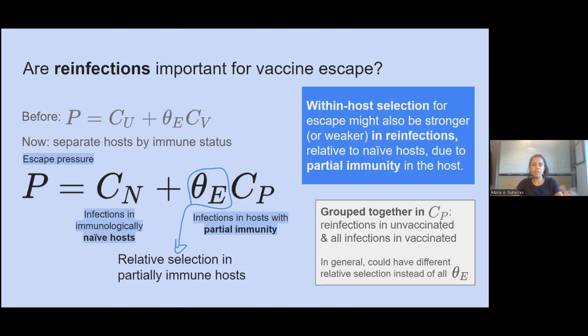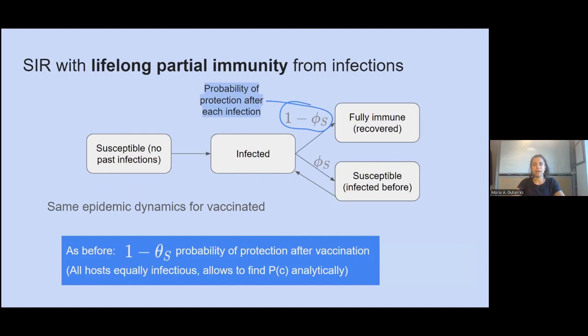So I have this theoretical expression for the escape pressure, but we again need to calculate it using the SIR model. And just to clarify how I'm doing this approach: after infection, there's a probability that you have protection and so you fully recover, or you might still be fully susceptible. That's determined by this probability phi s. That's analogous to the vaccine protection, but I'm not assuming that they are the same because in general, it might be that vaccine protection is stronger than infection immunity or vice versa.